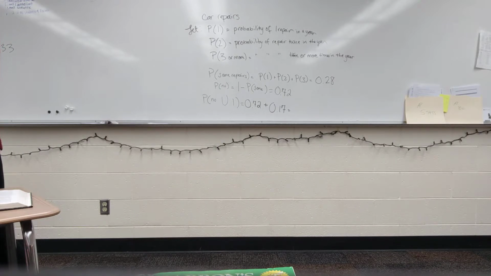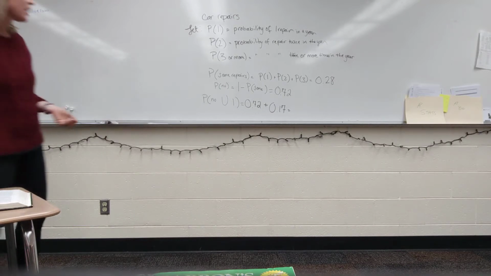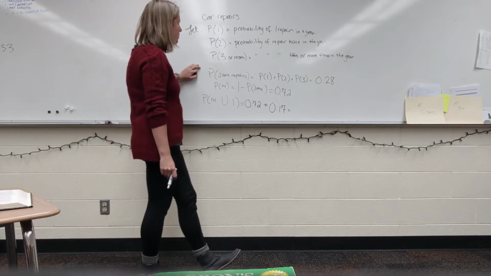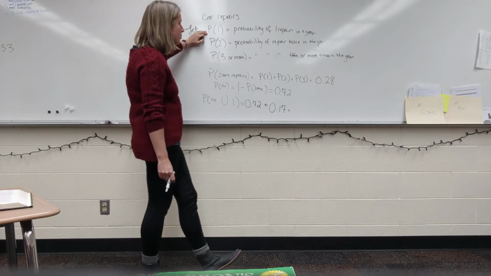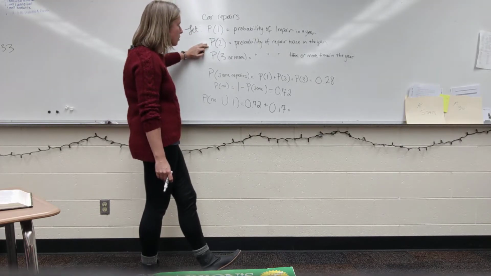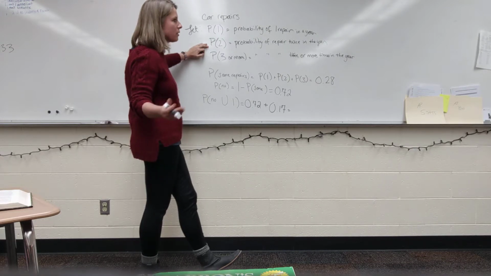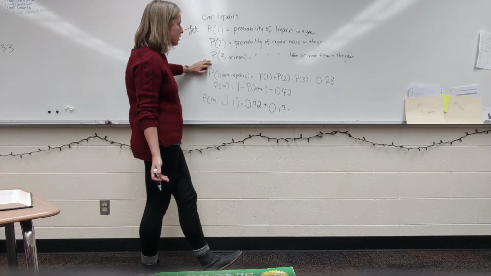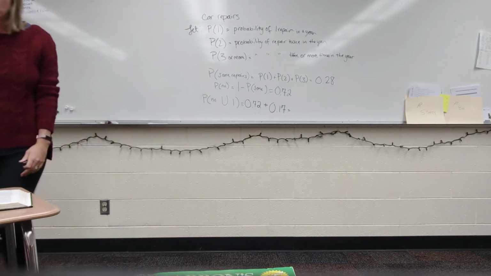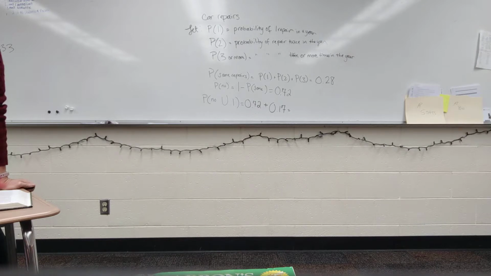C says some repairs. Well, we already had to calculate that to do this one. The probability of some repairs is the probability of 1 repair, or, which means we add the probability of 2 repairs, or, which means we add the probability of 3 or more repairs, and that was 28%. We did that already. 25 continues this. 25A, we want to know that, oh, you've got 2 cars now. So if you have 2 cars, what is the probability that neither will need repaired?